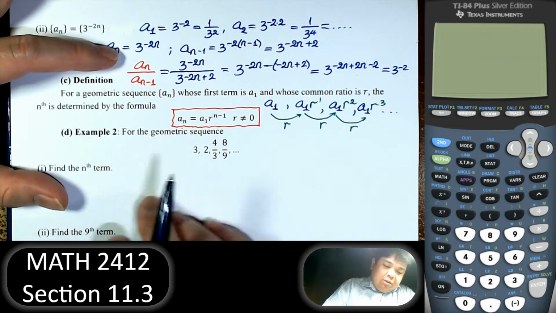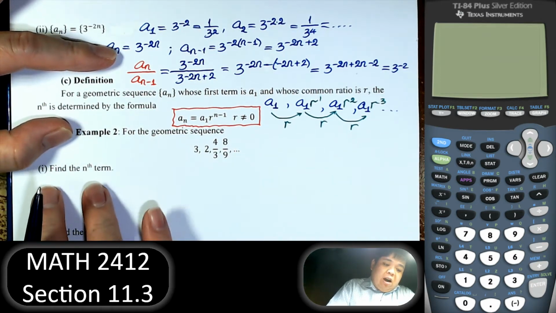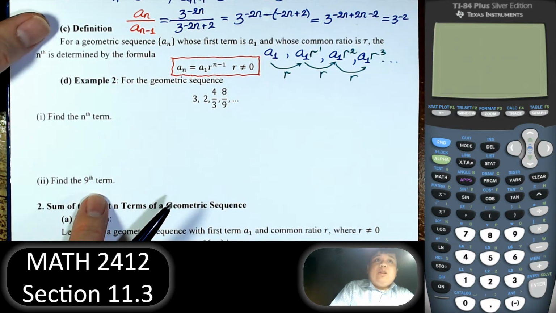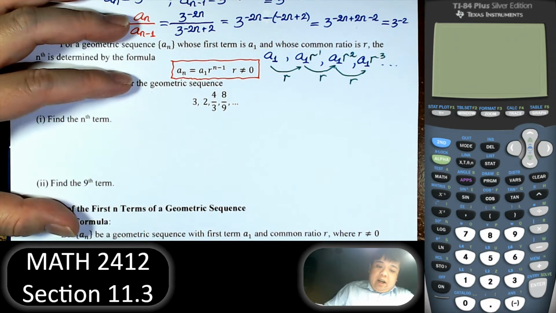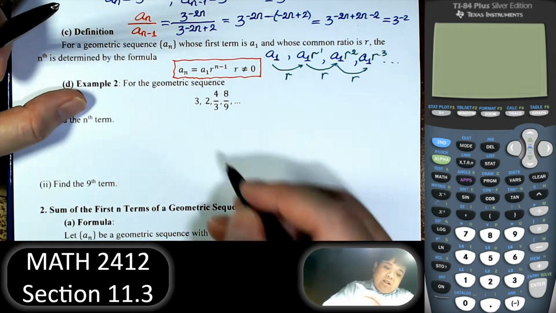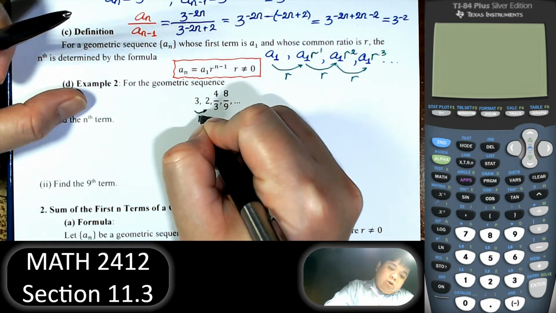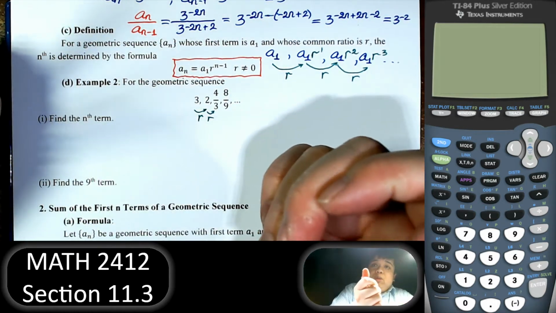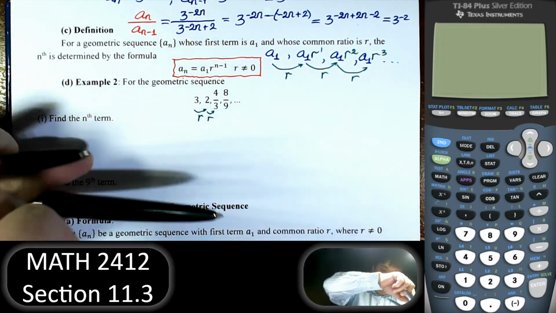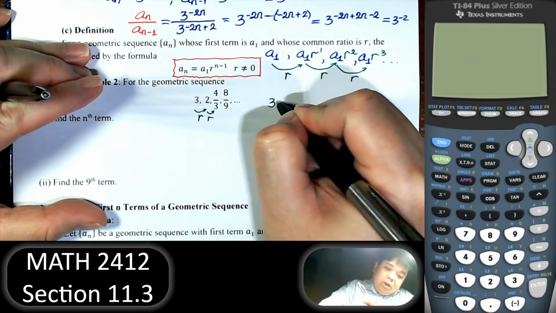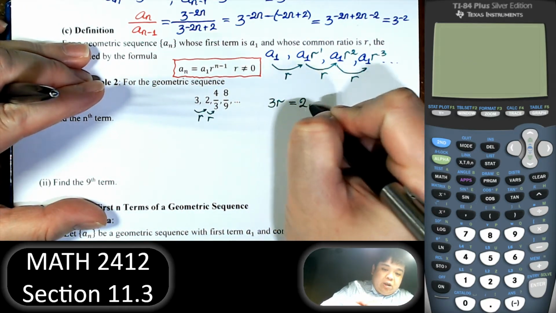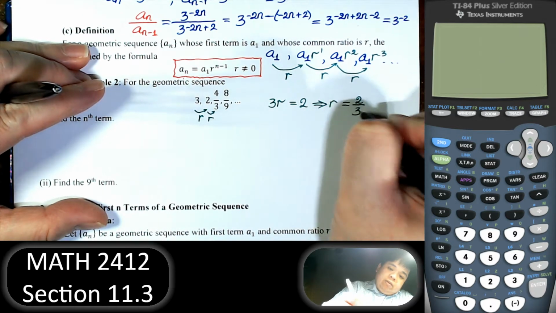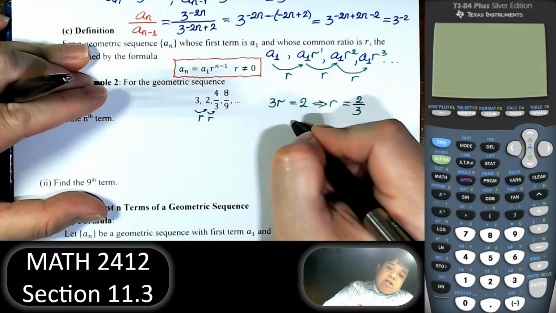Right. Now let's look at this sequence. Find the formula for the nth term, and after that find the ninth term. It's simple enough. For this sequence, what do we have to multiply by to get from this number to the next? Well, 3 multiplied by what is equal to 2? We know that 3 multiplied by r is equal to 2, so r is equal to 2 over 3. And we know obviously the first term is 3.